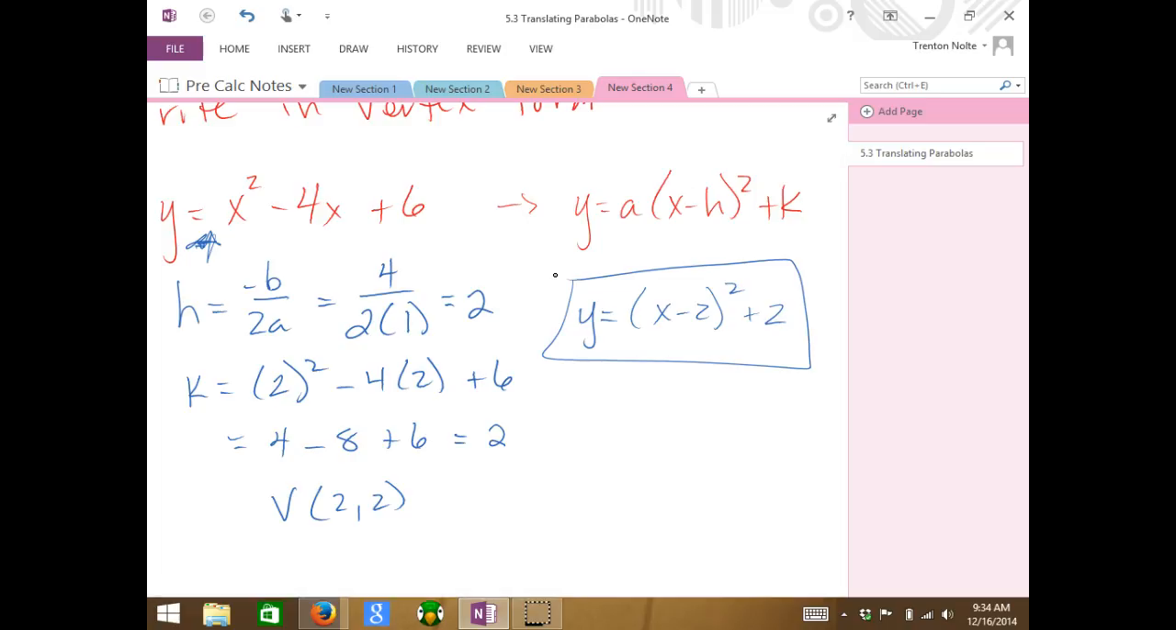Do I need to do another example of that one? Oh yeah, so all you would have to do to take vertex into standard is you would start by FOILing the x minus 2 part. So you'd FOIL that, and then you would just add your like terms, and you'd get to the standard form.